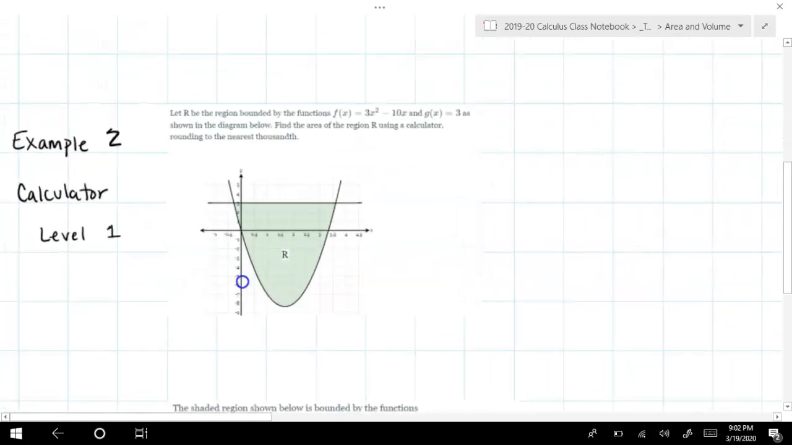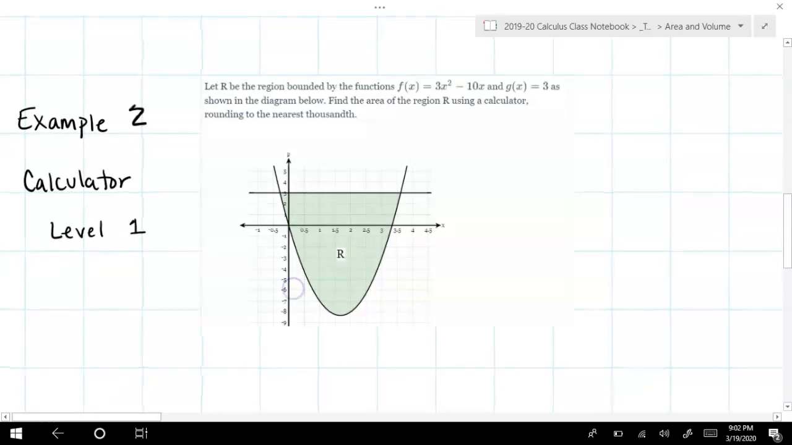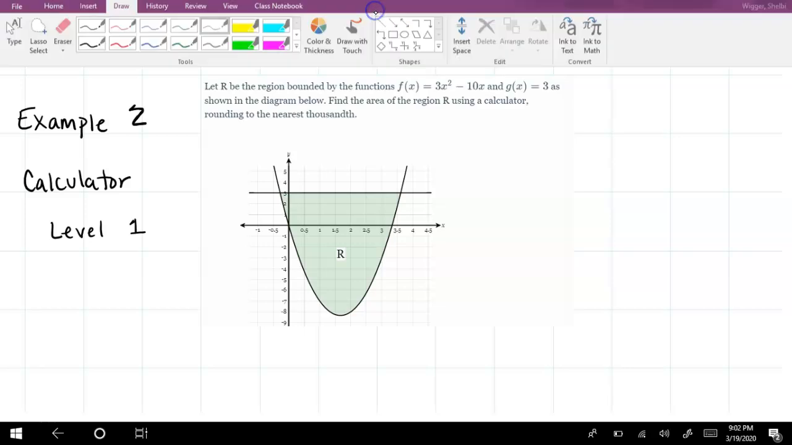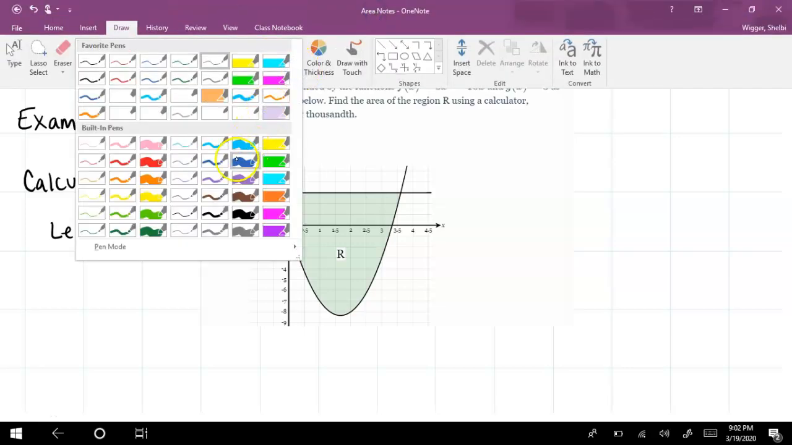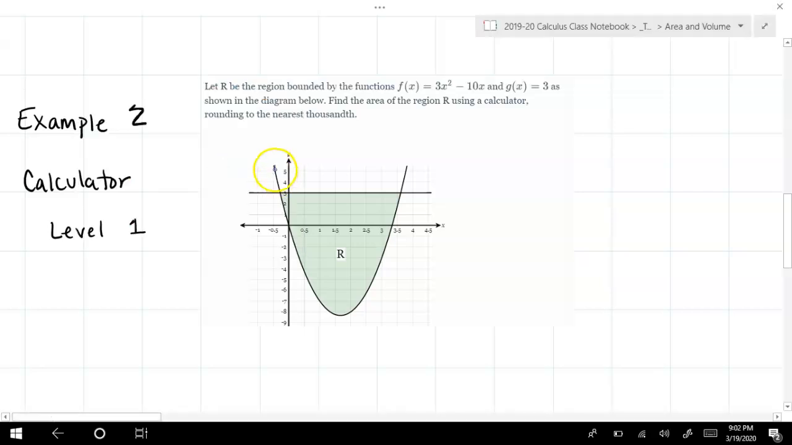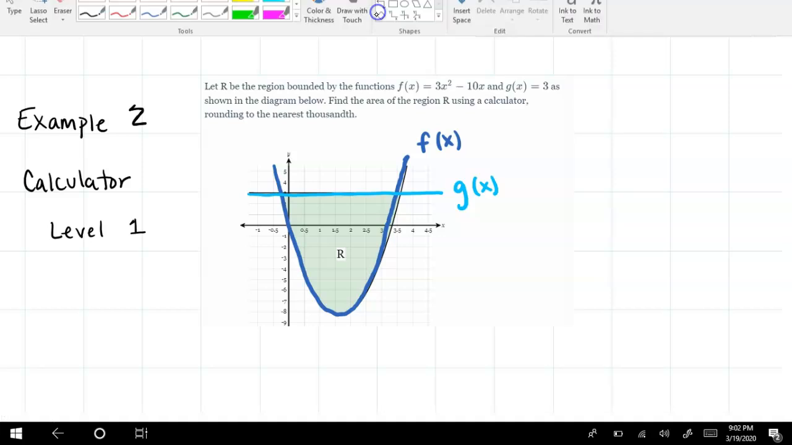Okay, example 2, calculator level 1. So R is the region bounded by the functions. Again, if f of x is a squared function, then that must be the parabola. And g of x equals 3 is a straight line through y equals 3. So g of x is above f of x in this whole region R.